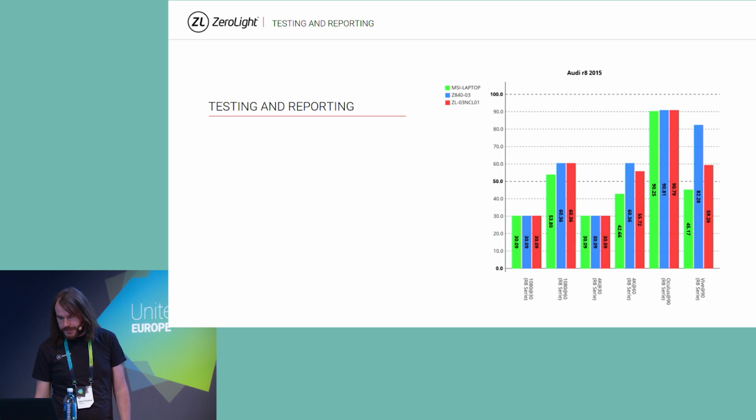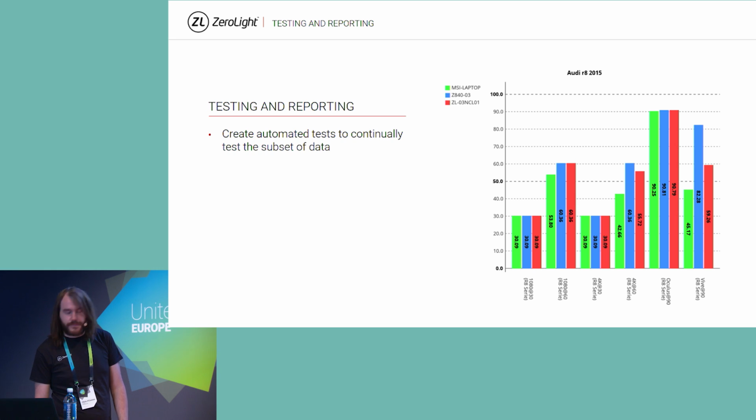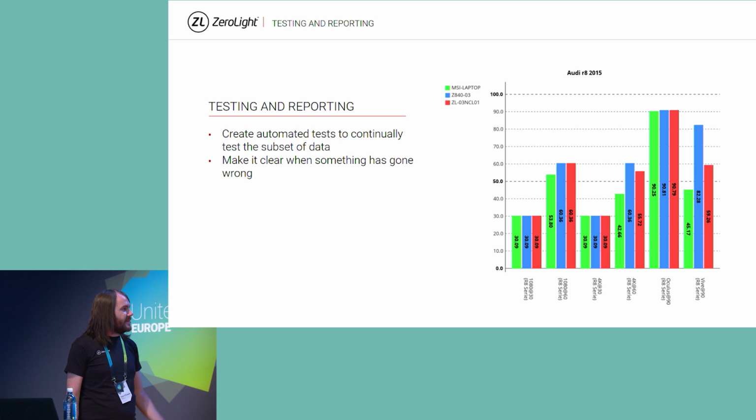So the testing that we do is as automated as possible. This is one of the graphs that we created. This is testing subset data, testing the FPS on a range of models, a range of hardware, to ensure that it meets the criteria that we expect. And with graphs like this, it's very clear when something's gone wrong.